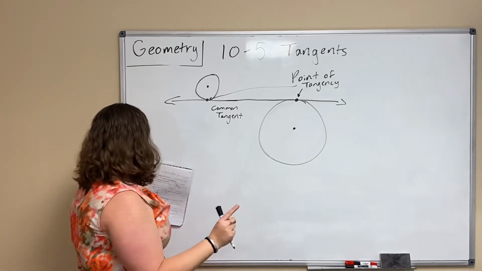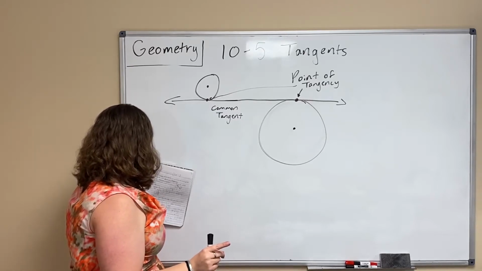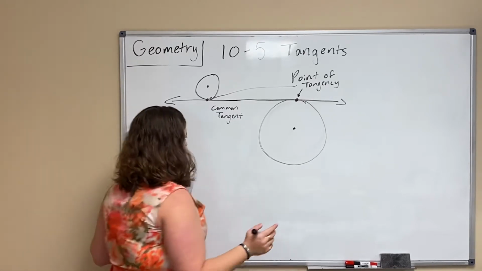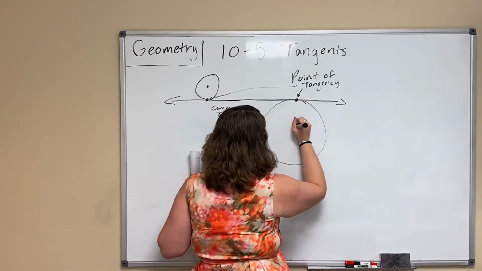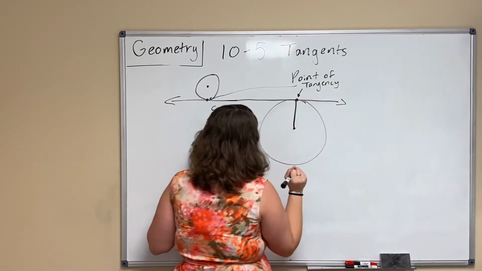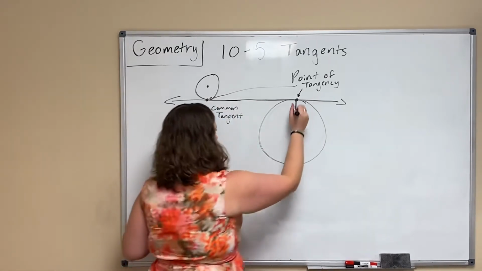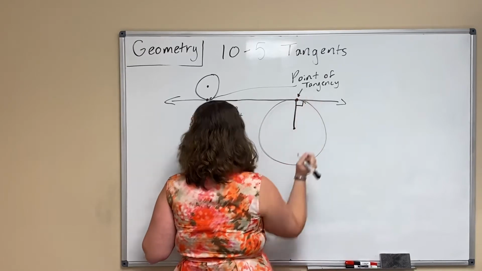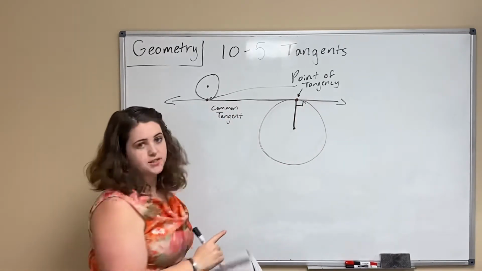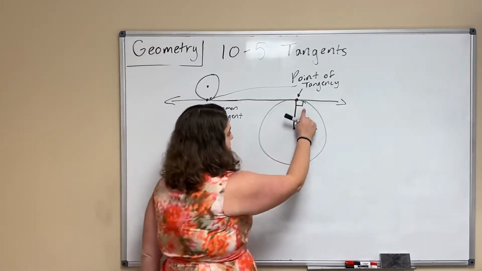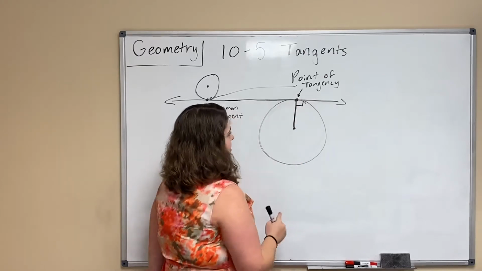Now we know that a line is tangent if it's perpendicular to a radius drawn from the center directly to that point of tangency. This will be a right angle. If this is a tangent, that angle has to be a right angle. A radius from the center to the point of tangency.